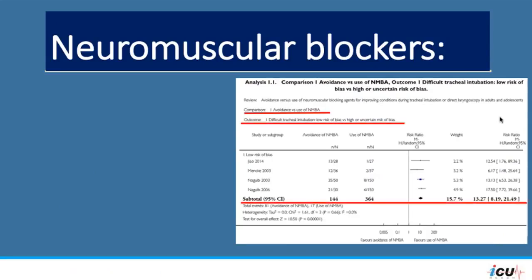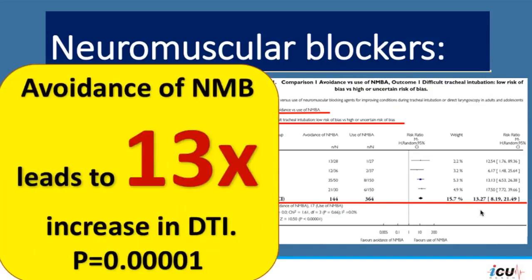Basically, they compared the avoidance of neuromuscular blockers with non-avoidance, and they looked at the incidence of difficult tracheal intubation. You can see clearly that the use of neuromuscular blockers reduced the incidence of difficult intubation, and they concluded that avoidance of neuromuscular blockers leads to a 13 times increase in difficult tracheal intubation, with a very, very significant p-value.